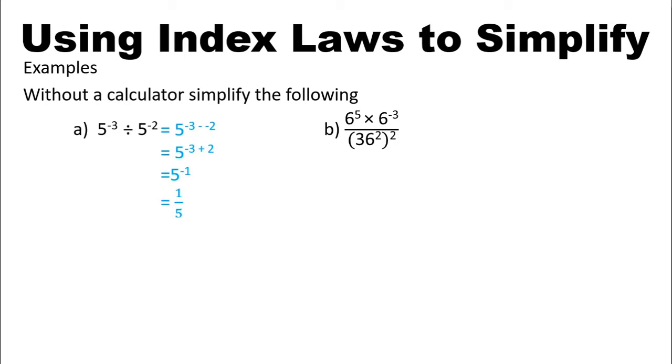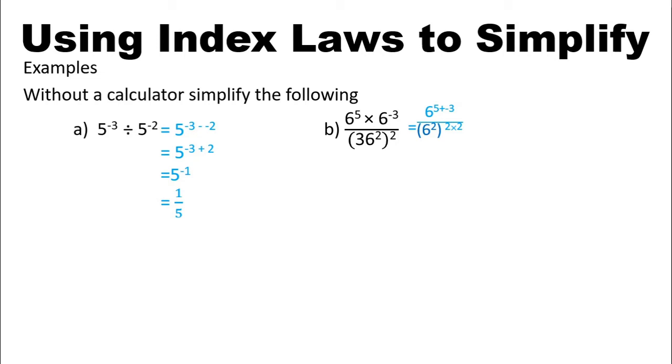Our numerators do, however. 6 to the power of 5 times 6 to the power of negative 3. We could use the multiplication law on those two terms. But the denominator, 36 should be written with the same base as we got above. 36, you should remember, is the same thing as 6 squared. So this is 6 to the power of 5 plus negative 3.